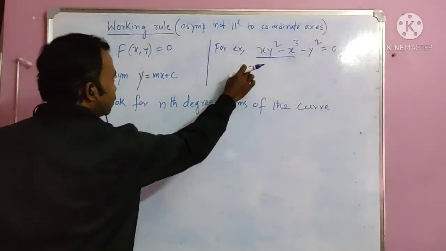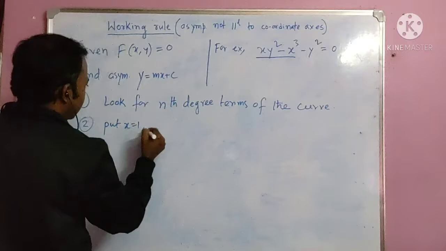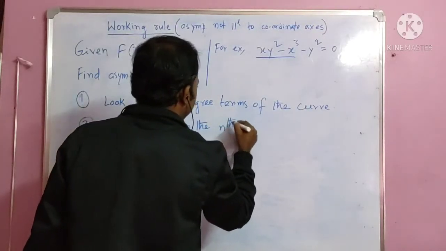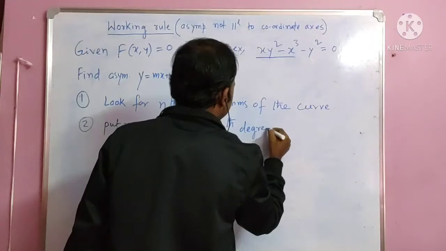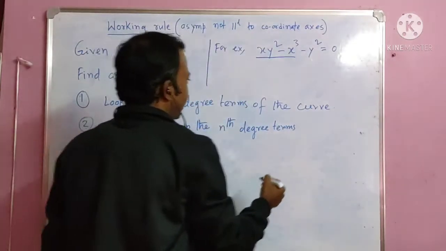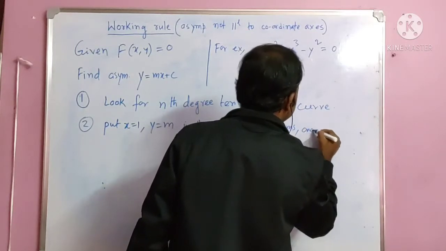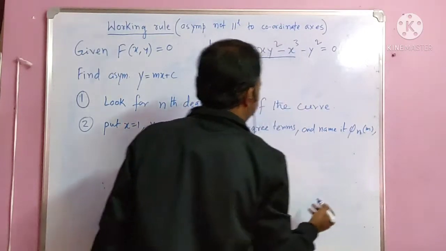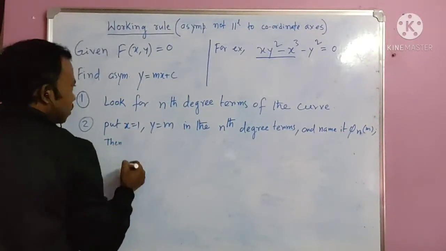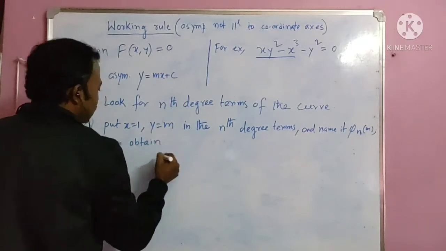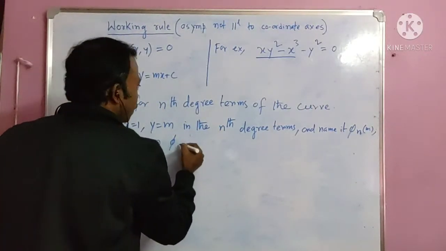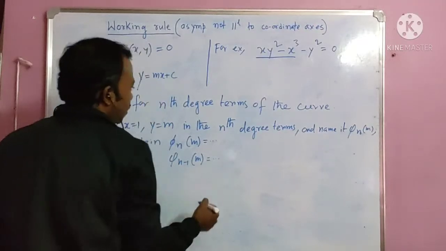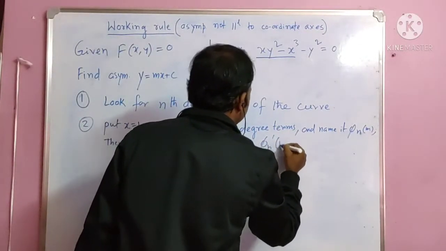Okay, now second, you have to put x equals 1, y equals m in the nth degree terms and name it phi n of m. Then obtain phi n of m, phi n minus 1 of m. Also find the derivative of phi n of m.